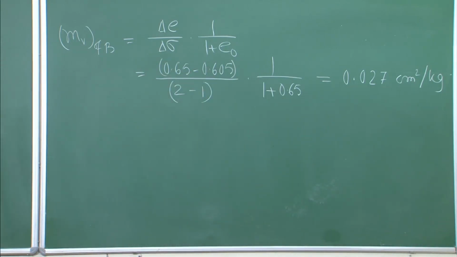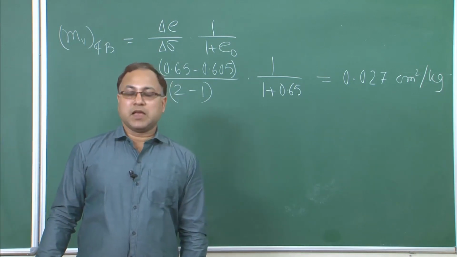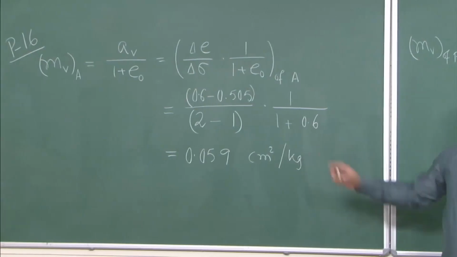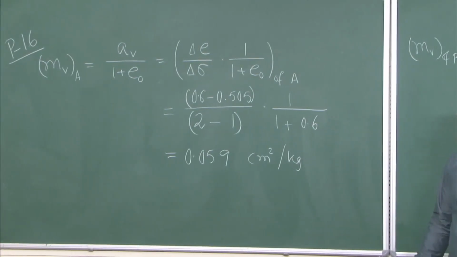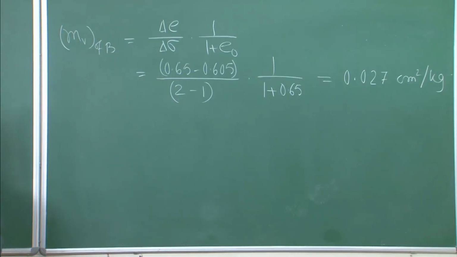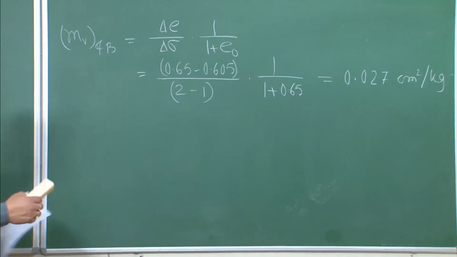So, the first part has been obtained, that is MV for both the samples. MV for sample A is 0.059 centimeter square per kg, whereas MV for sample B is 0.027 centimeter square per kg. Now, coming to the second part of this problem.